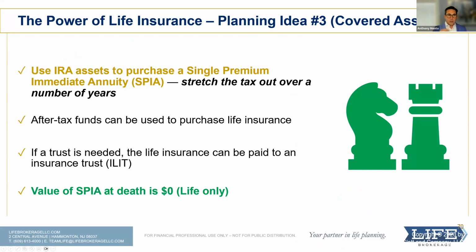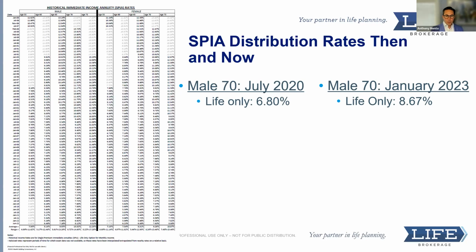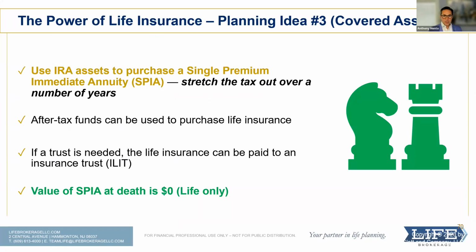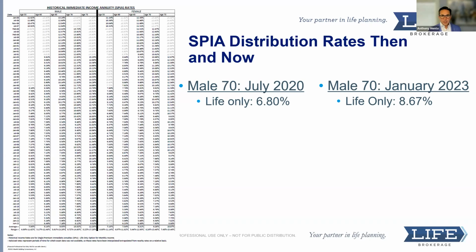Planning idea number 3, I call this the covered asset. Your IRA assets can purchase single premium immediate annuities, and you can stretch the taxation out over a number of years. Now, you're going to want to do this with more mature clients. Here's where the estate planning trick comes in. The value of a life-only SPIA at death is what, Channing? Zero. So you just eliminated several million dollars from your taxable estate, and you swing it back in through a life insurance trust, where you're taking the cash flows from that annuity to create a legacy inside of an ILET.